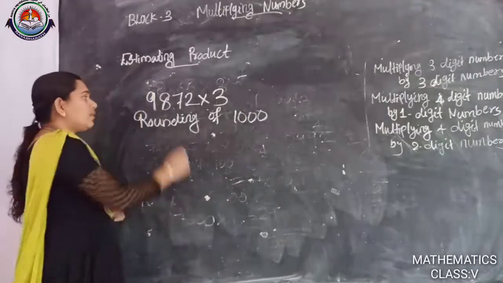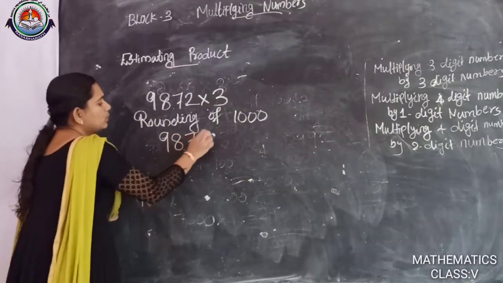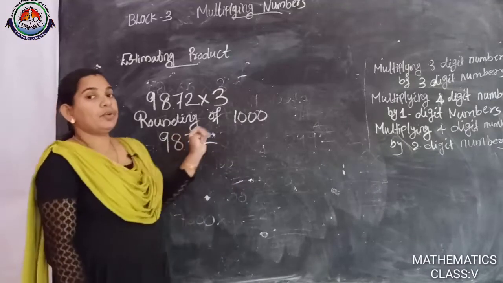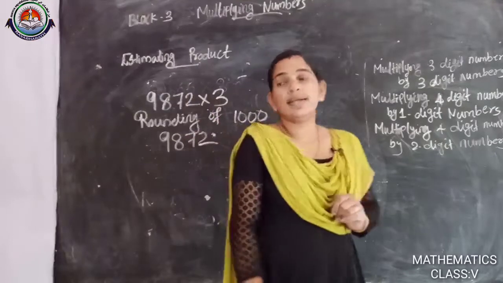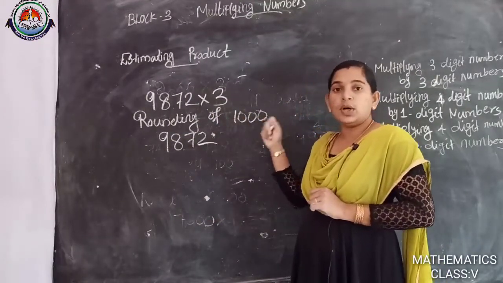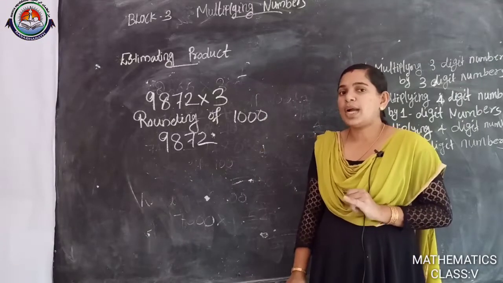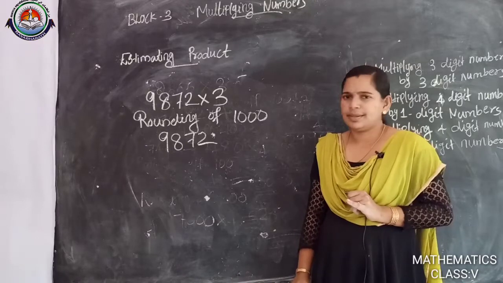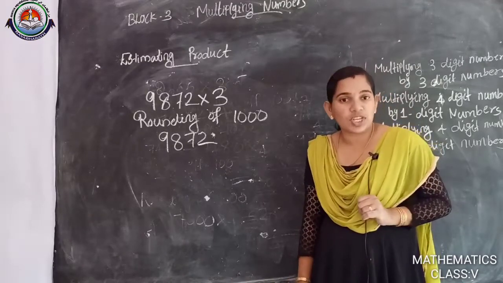Rounding of 1,000. We want to round the number 9,872 to the nearest 1,000. Just look here. Which place do we want to check? Ones place? Tens? Yes, the hundreds place we want to check.